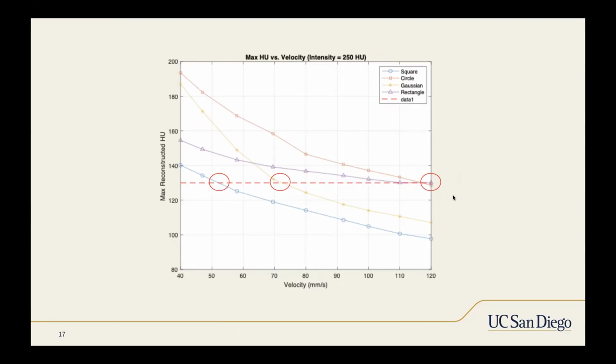So I guess the conclusion for simulation one is that it really depends on a lot of different factors, like your velocity and also the size of your calcium. And then for the phantoms, the Gaussian and square really had the greatest attenuation, and this graph also proves that as well.